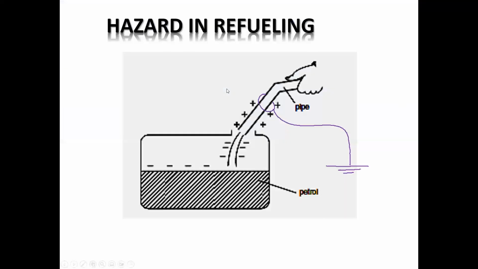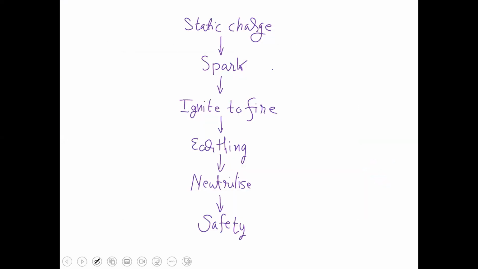Now, this is why we have a problem during refueling, especially when we are refueling aeroplanes. How do we tackle this situation? We do earthing. We do the earthing process. This is earthing, and this will neutralize the metal pipe.